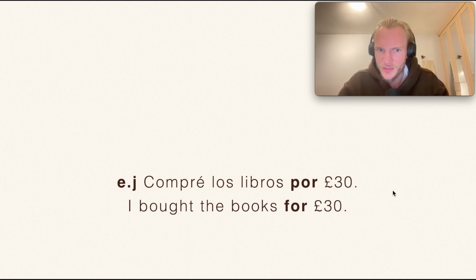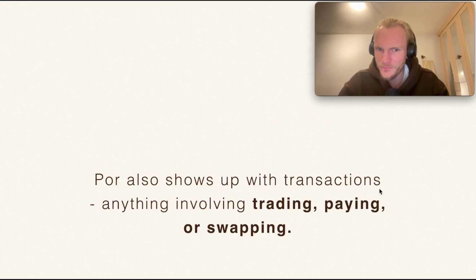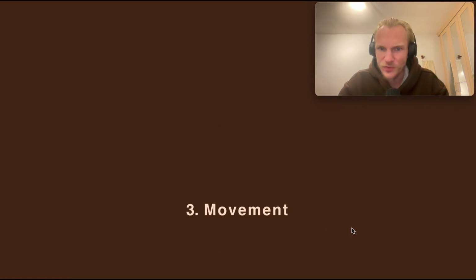Number 2, exchange. Compré, preterite tense, accent. Compré los libros por 30 libras. Pounds is libras, not libros, that's books. I bought the books for £30. Tu lápiz por mi sacapuntas. Quite a trade-off this. Your pencil for my sharpener. Por also shows up with transactions, anything involving trading, paying, or swapping, as we saw in the last example. It's a backward-facing word.